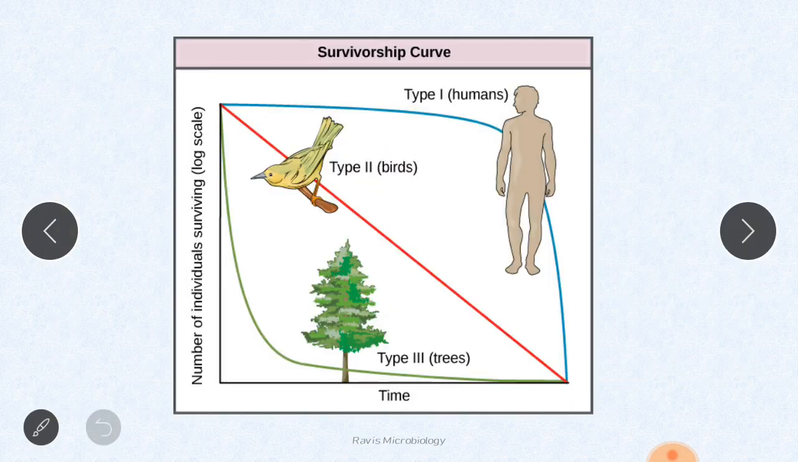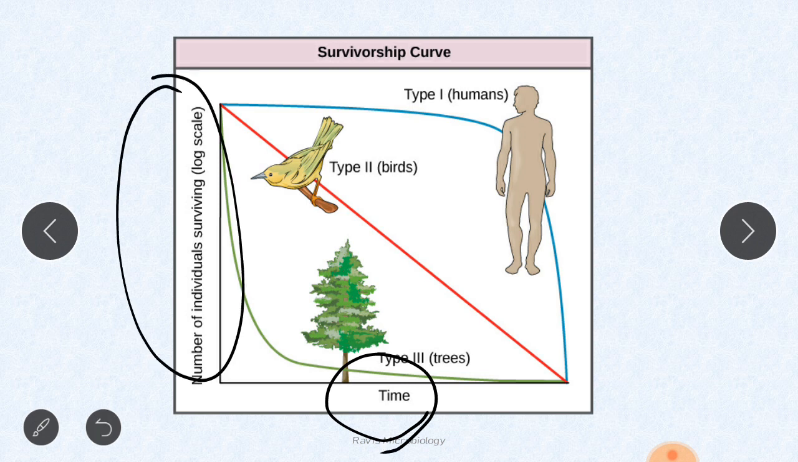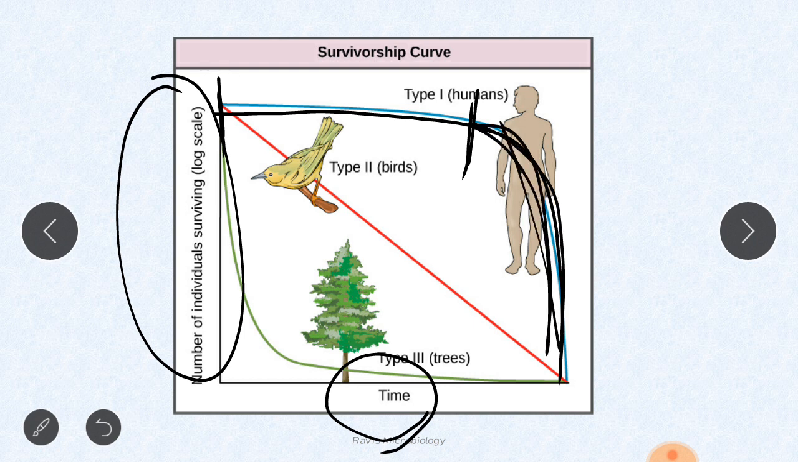Now just see this. There are three types of curves: type 1, type 2 and type 3. Here the age is on one axis, and here the number of individuals. If you see type 1, which is humans, at the early and middle age the survivorship is very high and mortality is very low. But at a later age a quick decline occurs, in which the death of people is much higher.